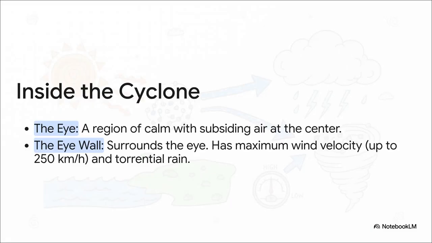So right in the center, you have the eye of the cyclone. It's a surprisingly calm and clear area, but don't let that fool you. Surrounding it is the eye wall, and this is the most dangerous part of the entire storm. This is where you'll find the most violent winds, sometimes over 250 kilometers per hour, and the heaviest torrential rain.